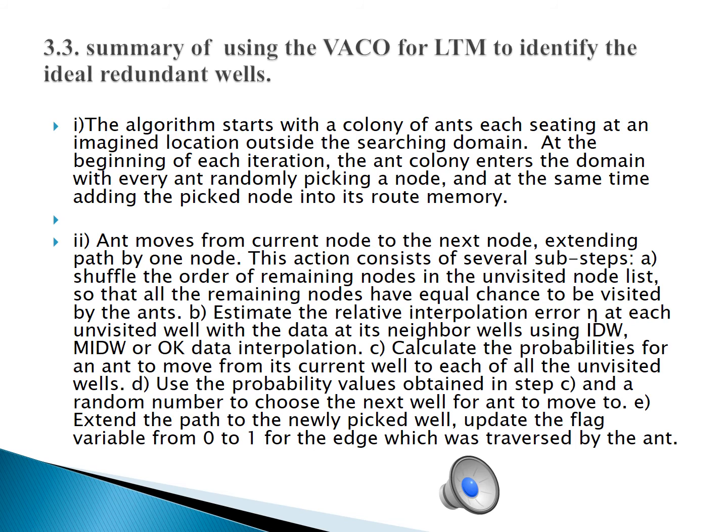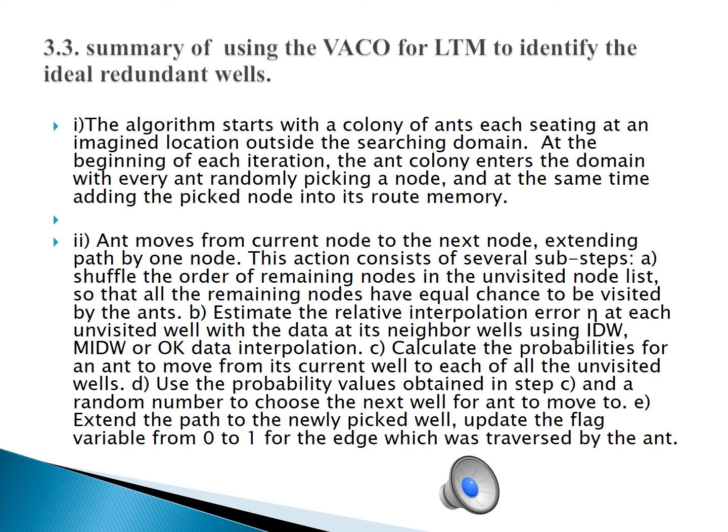2. Ants move from the current node to the next node, extending the path by one node. This action consists of several subtypes. A. Shuffle the order of remaining nodes in the unvisited node list so that all the remaining nodes have equal chance to be visited by the ants. B. Estimate the relative interpolation error at each unvisited well with the data at its neighbor wells using IDW, MIDW, or OK data interpolation.